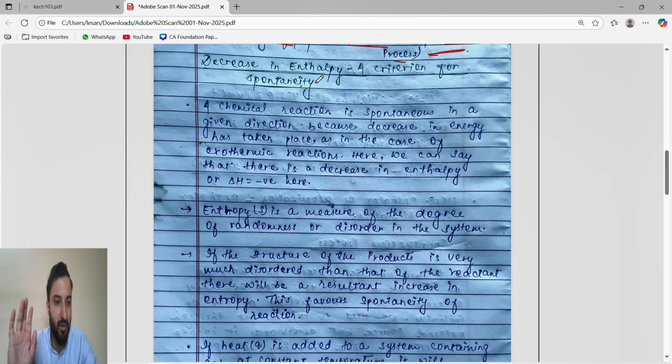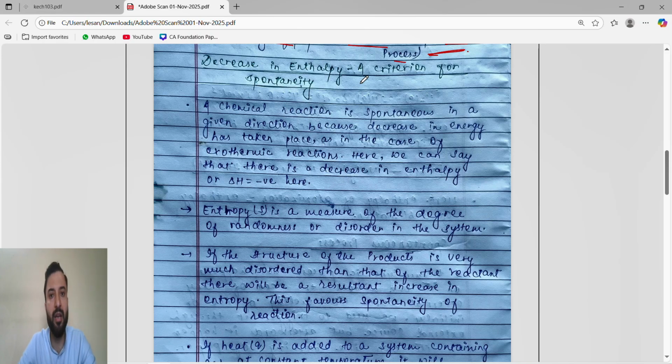Okay, another criteria is also there, that is entropy. There are two criteria. First is decrease in enthalpy, second is what? Quickly say, entropy. In the examination this is what you can expect in the MCQ. The criteria for spontaneity is decrease in enthalpy and entropy.